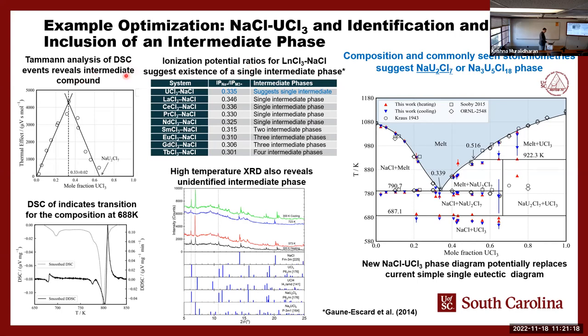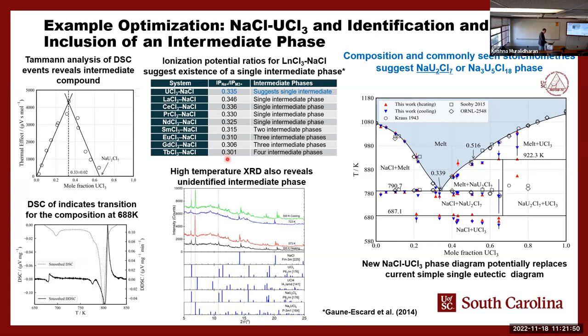We did differential scanning calorimetry at different compositions. And it turns out that doing Tammann analysis, you have an indication of an intermediate compound that folks have not identified previously. It's not a simple eutectic system. So that raised a red flag. We looked at transitions. We see these artifacts in the differential scanning calorimetry scans at different temperatures.